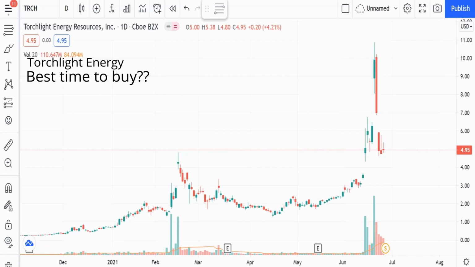If you look at this particular chart, Torchlight Energy Resources, it is doing great. It has been moving in an upward move, but only recently it started to do a reversal and then a retrace. Now, what do you think about this particular stock? Is it the right time for us to enter and buy? Do you think it still has the momentum to go up?